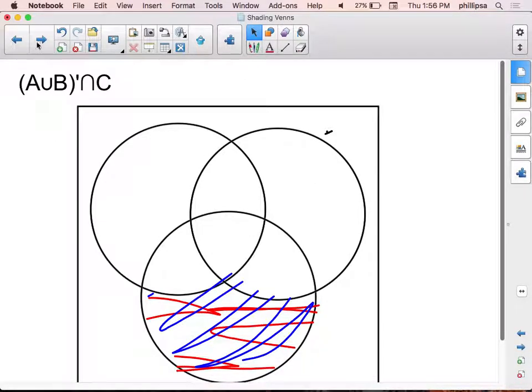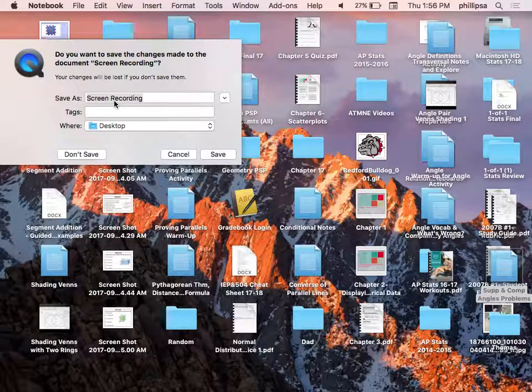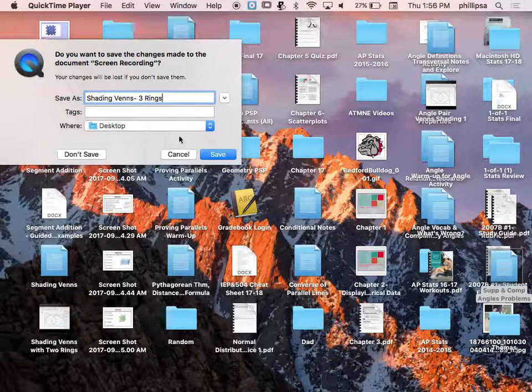And B, and then the complement of everything will be C, and then we have to find where it intersects with C.